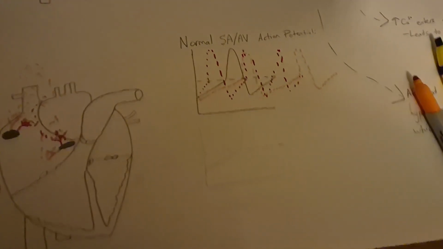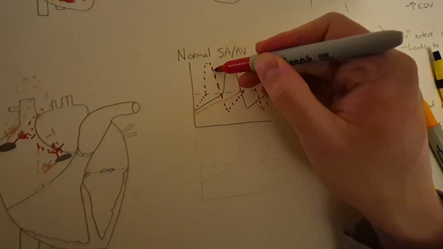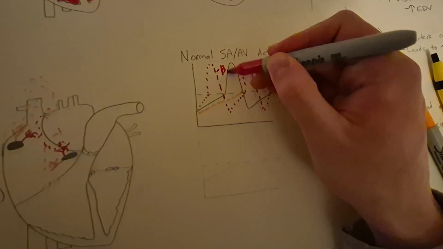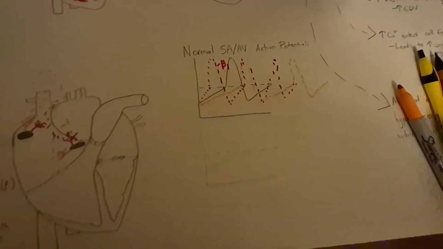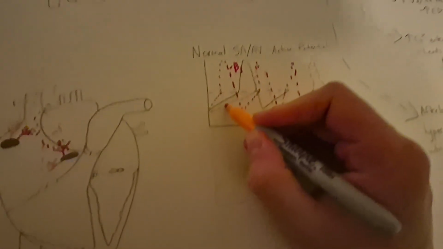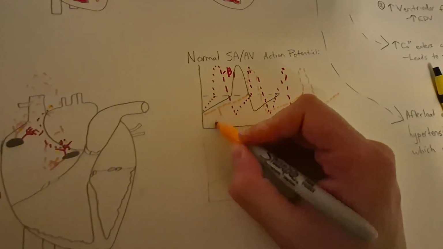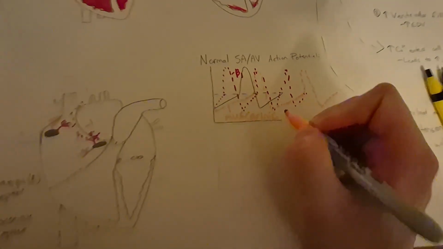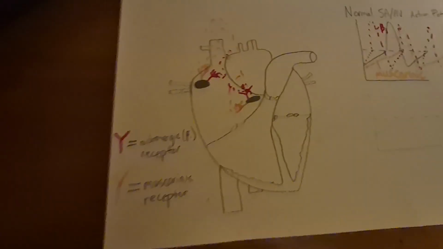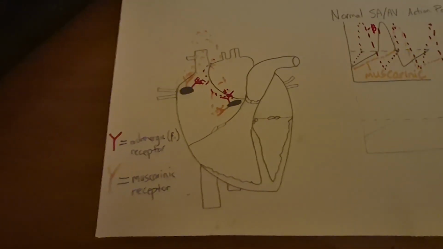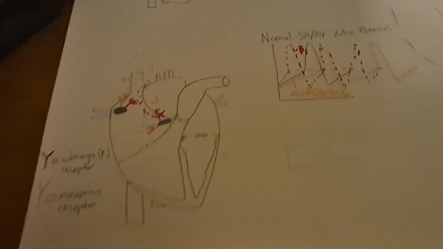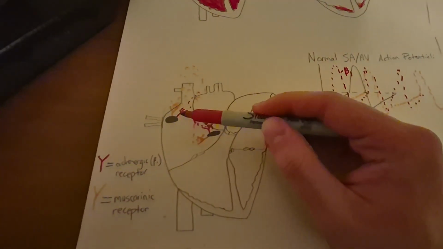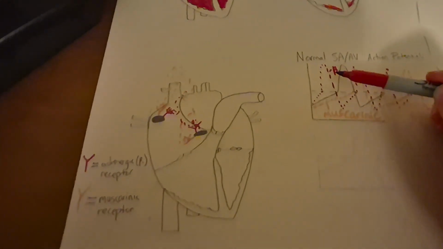So if you ever have to draw this on an exam, the stuff in red represents beta-1 sympathetic stimulation, whereas the orange line here represents parasympathetic muscarinic stimulation.